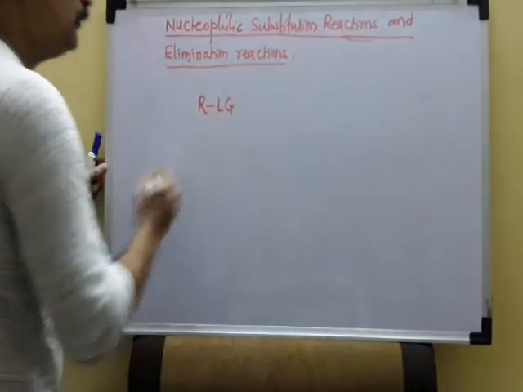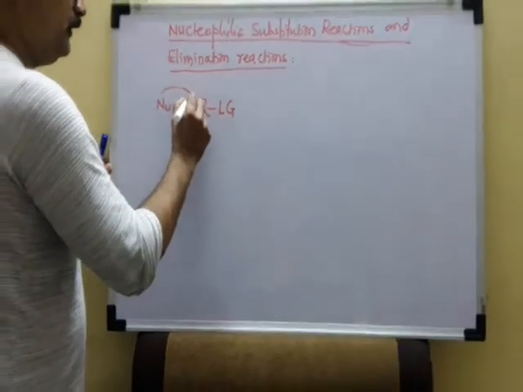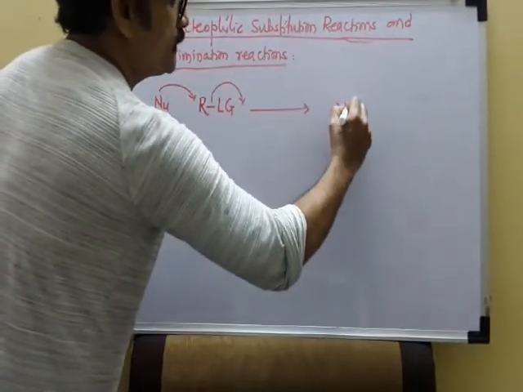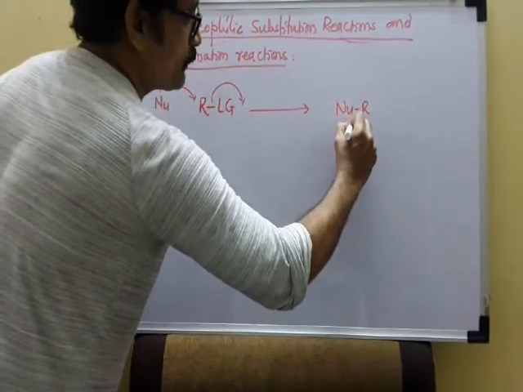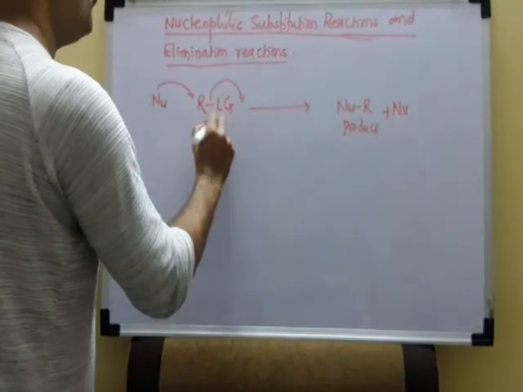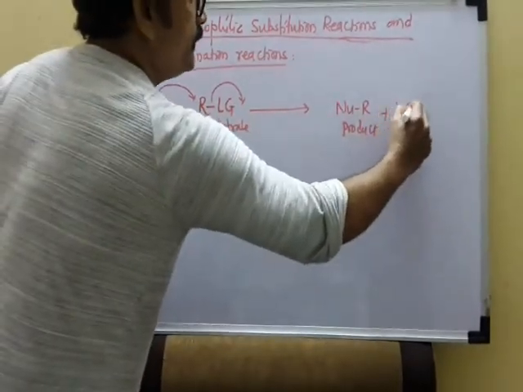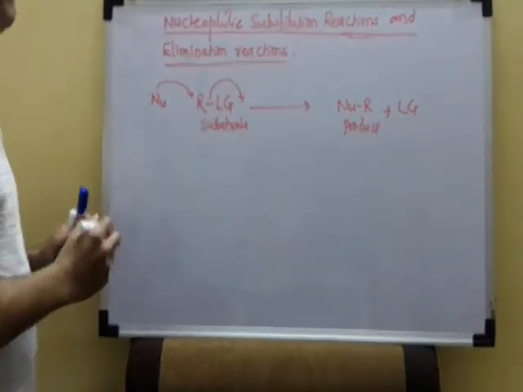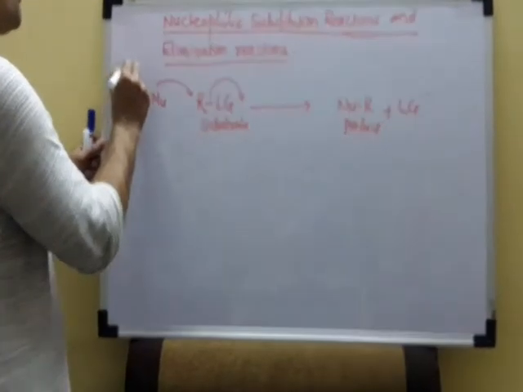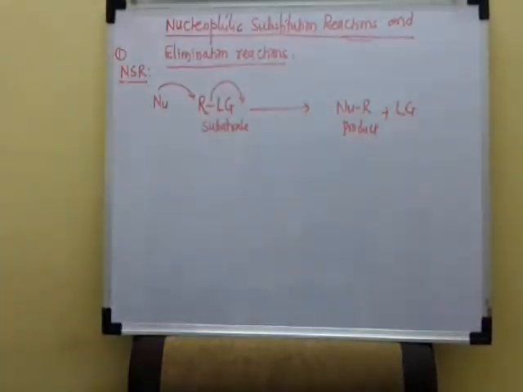There is a leaving group in the substrate, the nucleophile comes, the leaving group leaves, and we get the substituted product. So this is the product, this is the nucleophile, and this is our substrate with the leaving group. LG means leaving group, and this is the general platform of a nucleophilic substitution reaction.